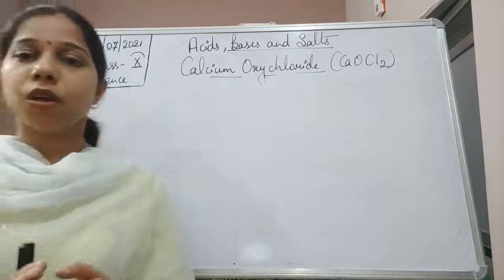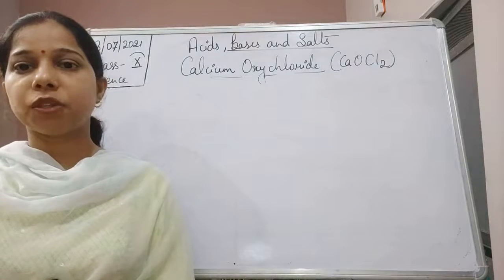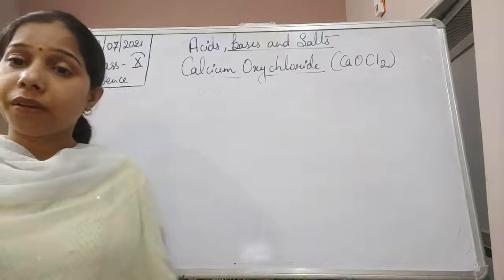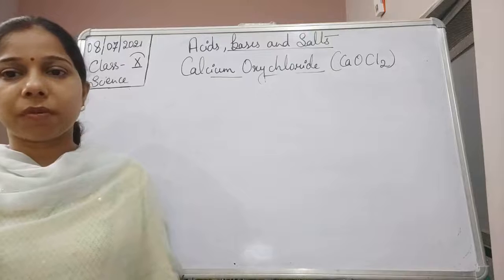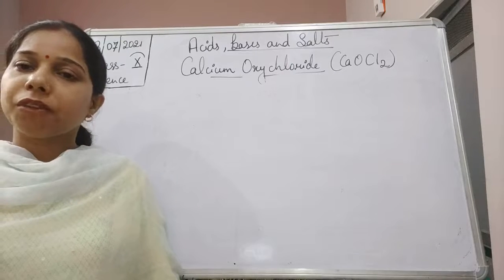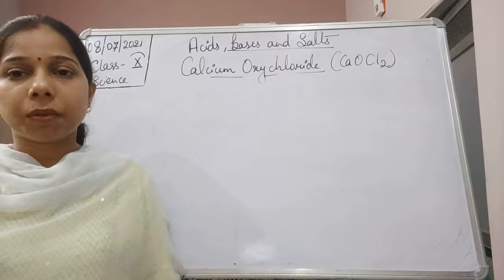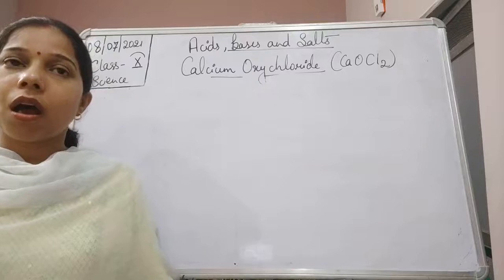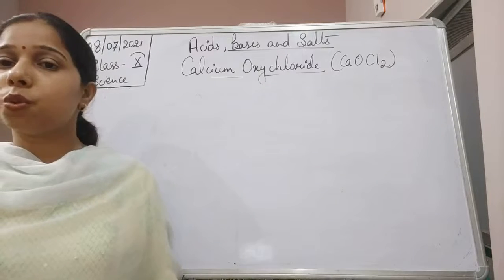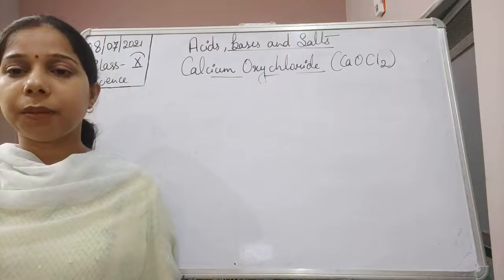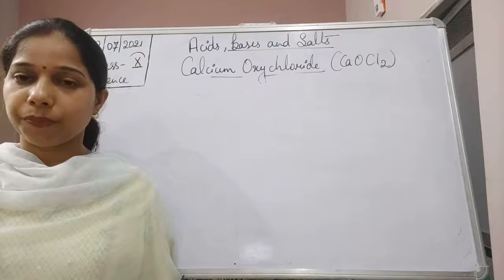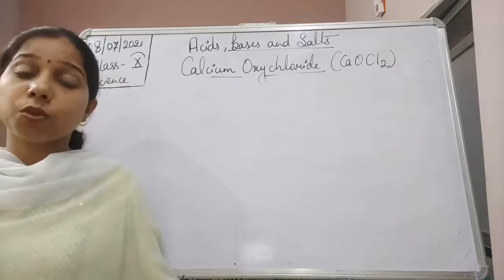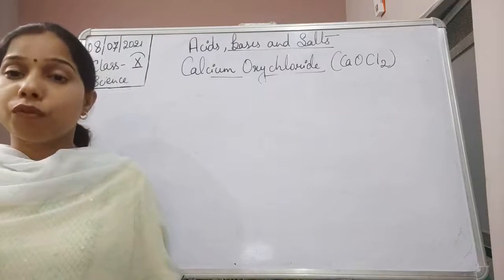So students, in the previous class in this chapter, that is acids, bases and salts, we were talking about some important compounds and we had already studied sodium hydrogen carbonate and sodium carbonate. Sodium hydrogen carbonate is baking soda, and we have understood how we can convert baking soda into baking powder by adding an edible acid, which is tartaric acid. And then we understood sodium carbonate, which is also called washing soda.